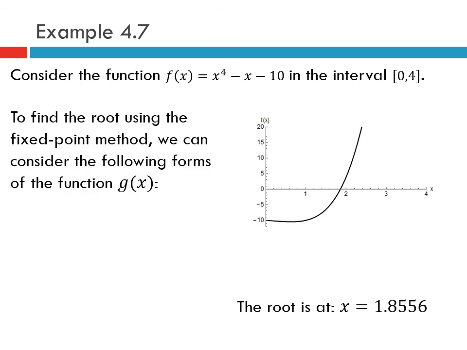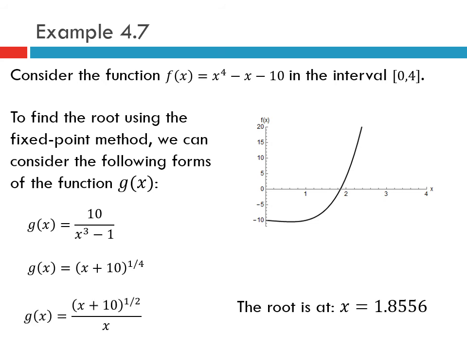We want to find the root using the fixed point method. To do that, we can consider several different forms of g of x. We're going to look at g of x equals 10 over x cubed minus 1. We're going to look at g of x equals (x plus 10) to the power 1 over 4. And we're going to look at g of x equals (x plus 10) to the power 1 over 2, all divided by x.